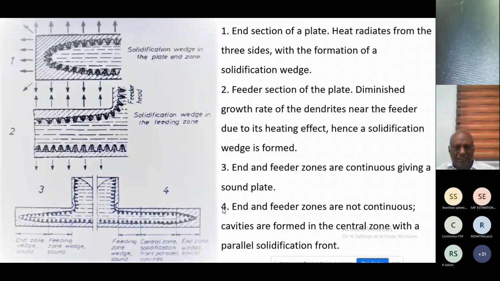Next one is a longer plate. The end zone is further away from the riser. End and feeder zones are not continuous. Cavities are formed in the central zone with a parallel solidification front. The first one is the end zone, a parallel solidification zone, and there is a wedge formed zone near the riser.